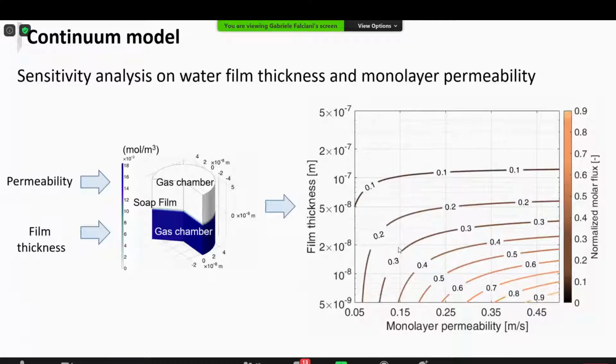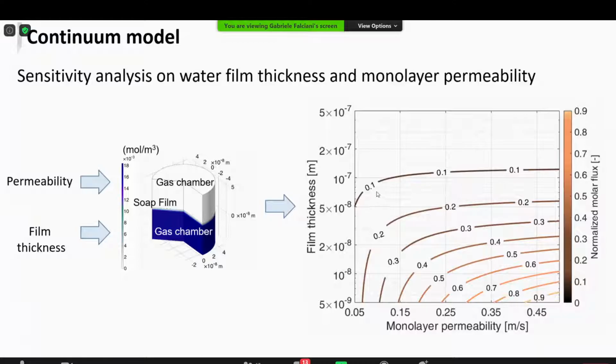So now we have validated our model, but how can we use it? Until now, we can use it essentially for sensitivity analysis. Indeed, for example, if you know the pressure difference across the soap film, then you can span the film thickness and the monolayer permeability to predict the molar flow rate across the soap film.